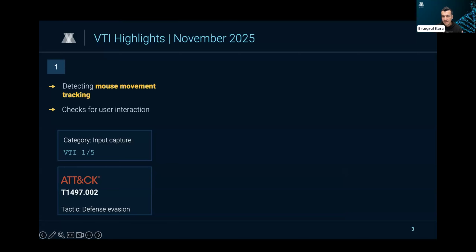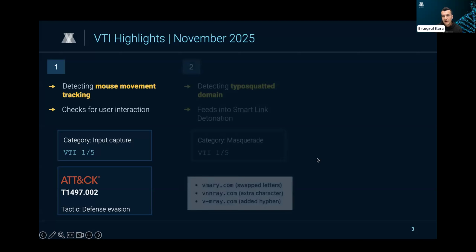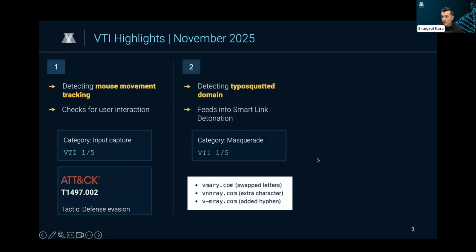The first one is a low score VTI around the sample checking for mouse movement via API calls. It might be trying to detect real user interaction, which could be an anti-analysis technique, something we will definitely monitor among other samples.